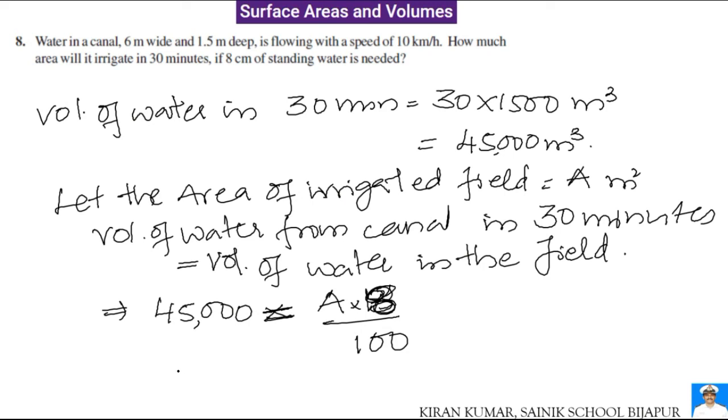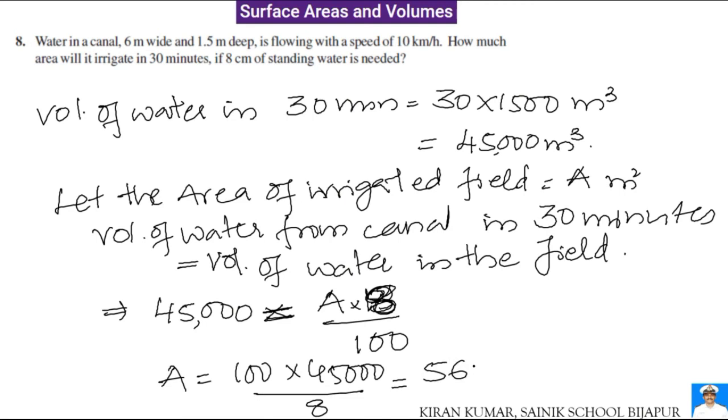So let me find the area. Area will become 100 multiplied to 45000 upon 8. On simplification, we get 56250 meters square. This will be the area which can be irrigated in 30 minutes.